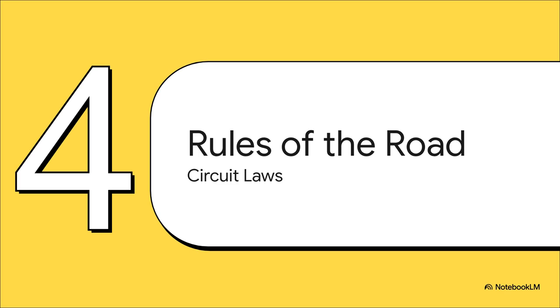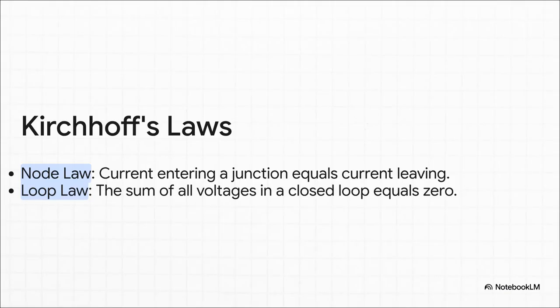Okay, so we've got the players: voltage, current, resistance. We've got the parts: resistors, generators. Now let's look at the rule book. The universal laws that every circuit has to follow, no exceptions. And these are Kirchhoff's two fundamental laws. They're absolutely essential. The first one, the node law, is super intuitive. Whatever current flows into a junction has to be the same amount that flows out. You can't just lose charge along the way.